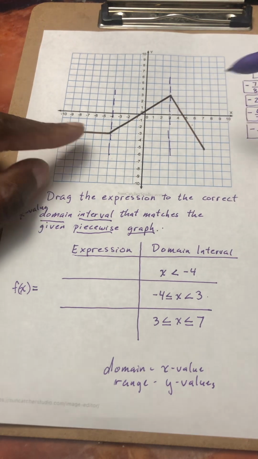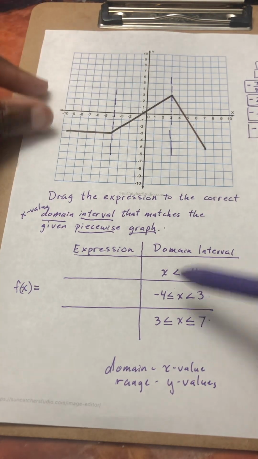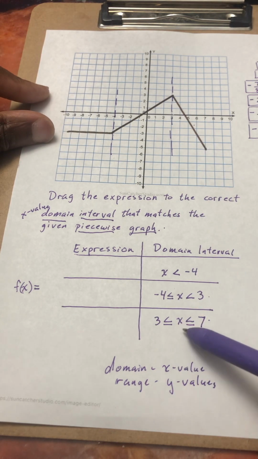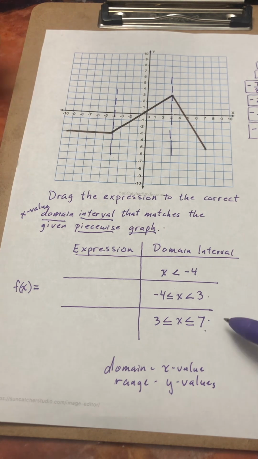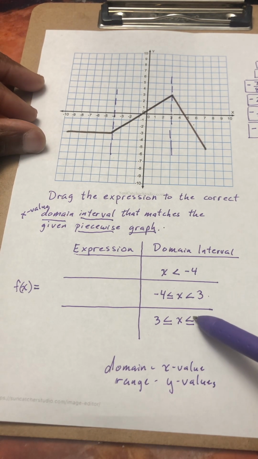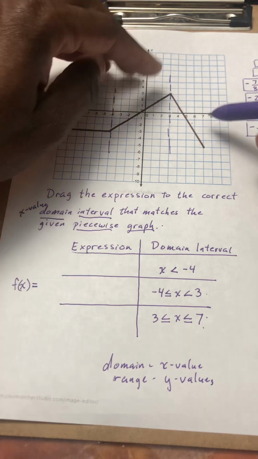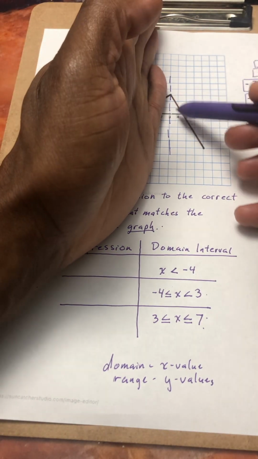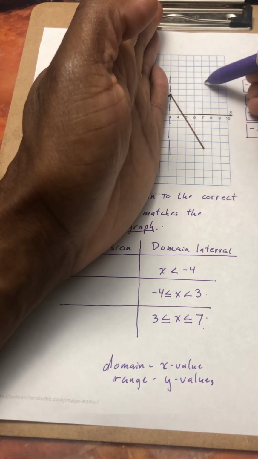All right? And then the last domain interval is going to be this one, which is going to be the values of x from 3 to 7. The way it was really read is 3 is less than or equal to x, which is less than or equal to 7. Translation: your x values that are now going from here to 7 is over here to here.